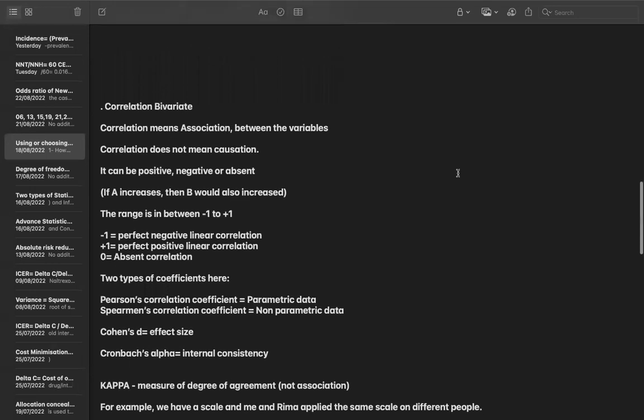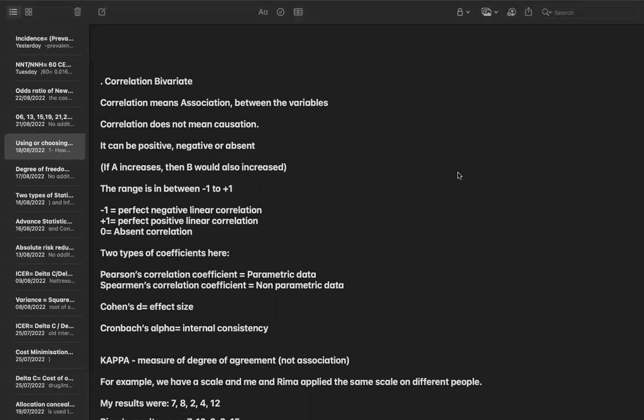Now we are discussing correlation. What is correlation? Correlation means association. Between what? Between the variables. Always remember that correlation does not mean causation. If two things are correlated, that does not mean that one thing causes the other. Correlation can be positive, it can be negative, or it can be absent.